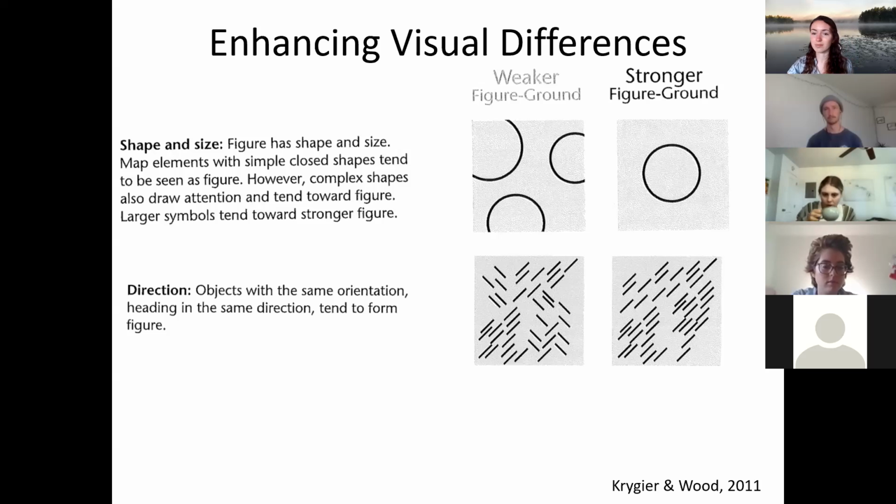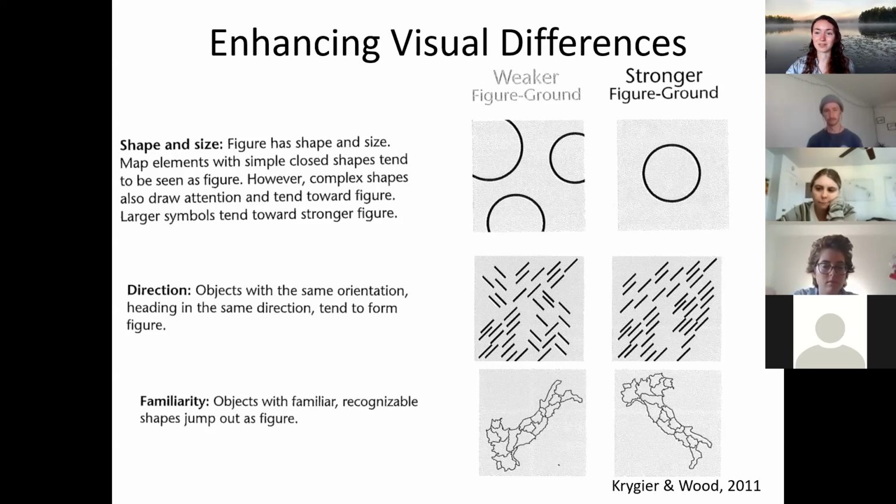The direction of your objects can also play into figure ground. So having the same orientation and heading in the same direction will draw the eye to see a figure as opposed to ground. So in the figure on the left, the ones in the differing direction fade into the ground a little bit more, whereas when they're all facing the same way, they all show up as figure.